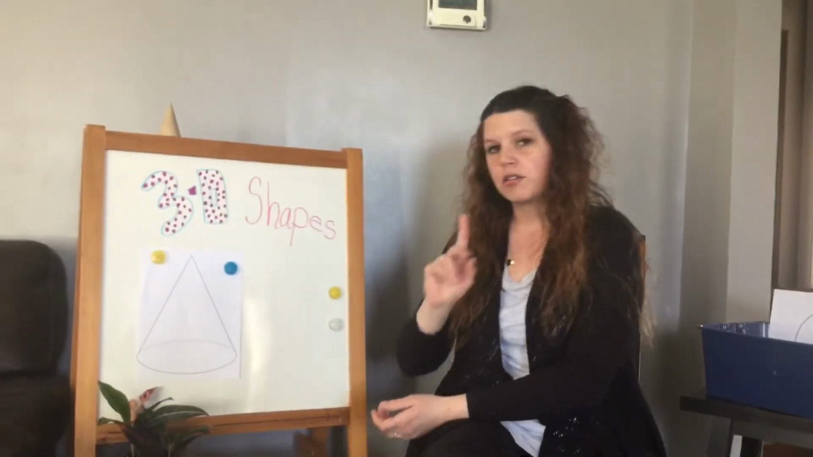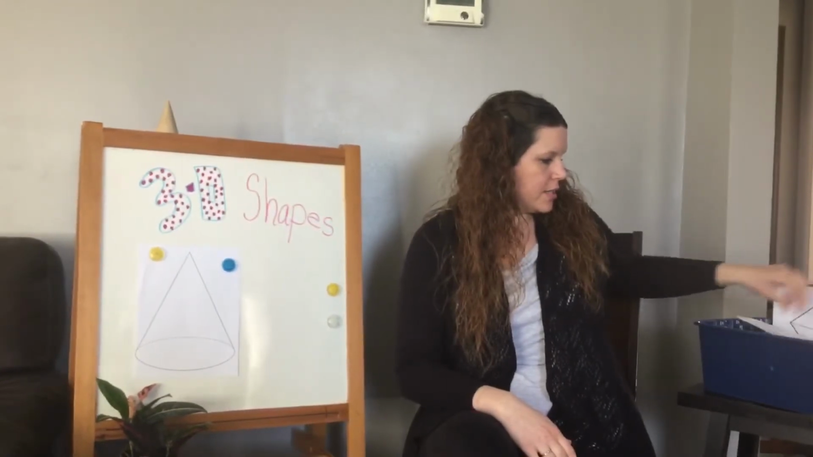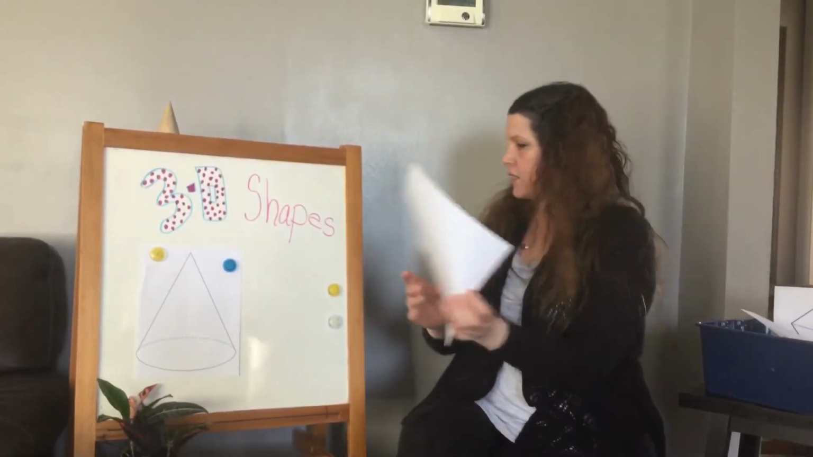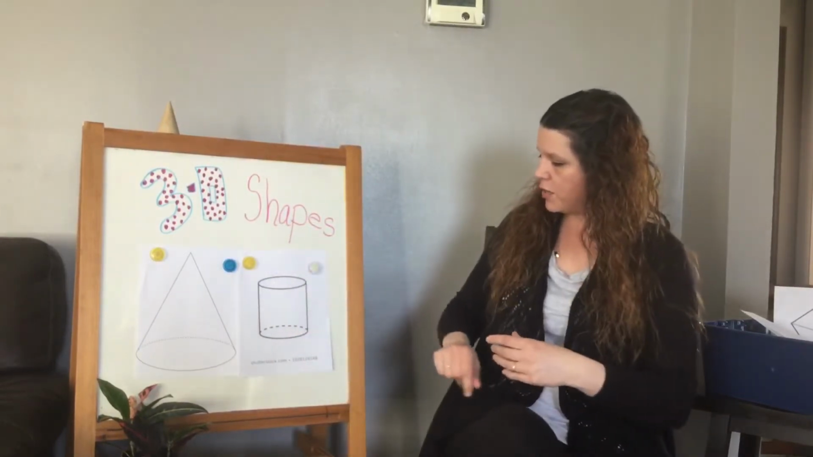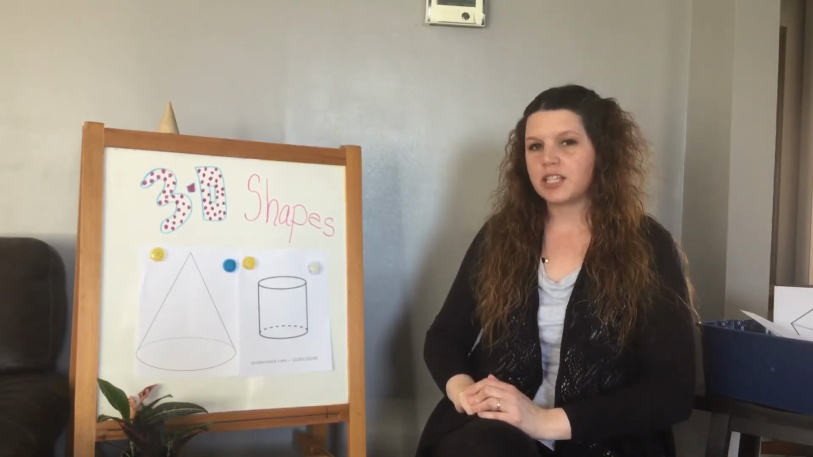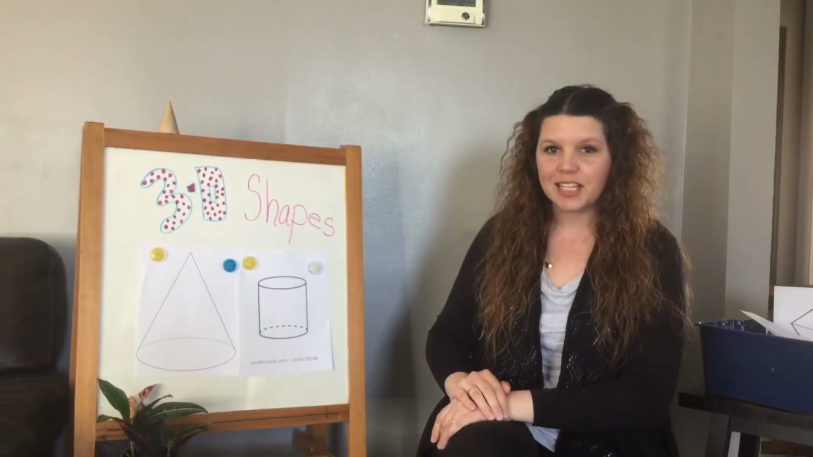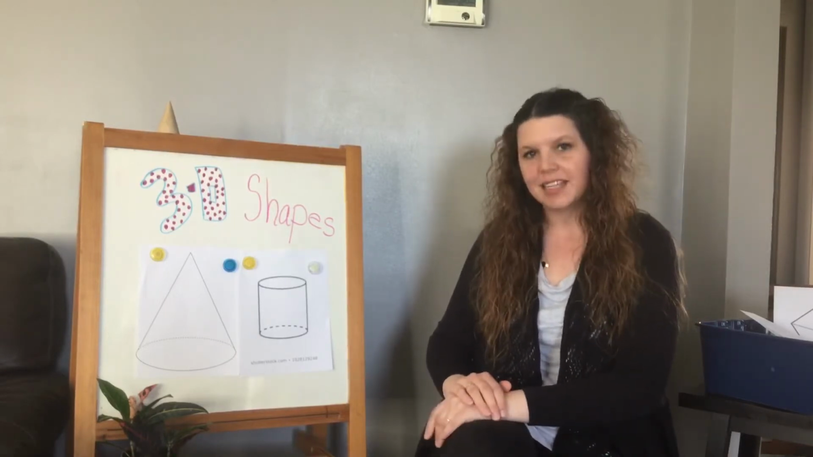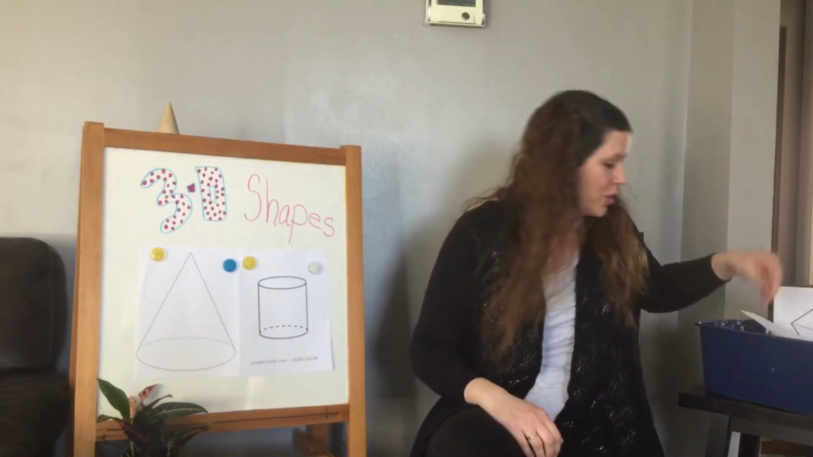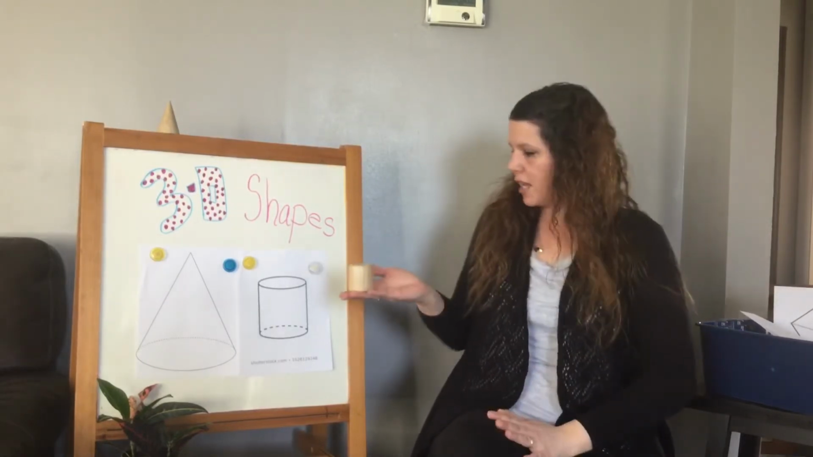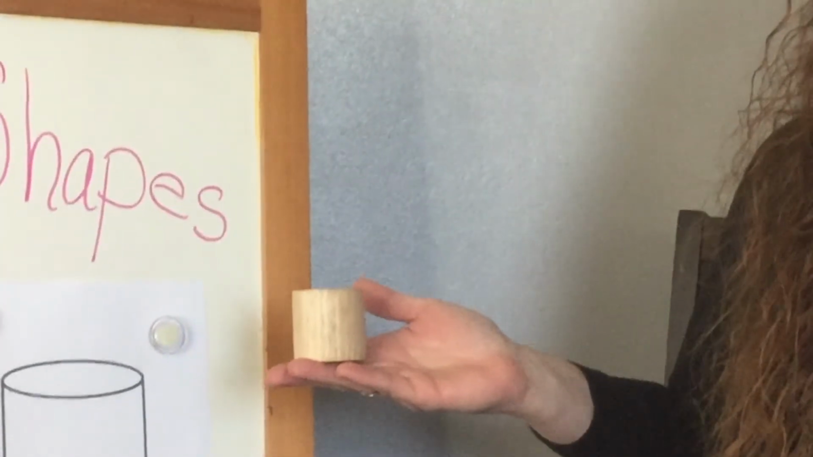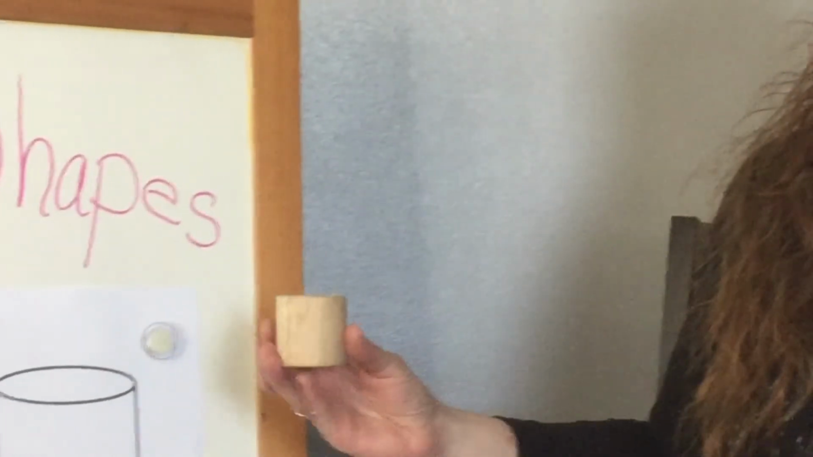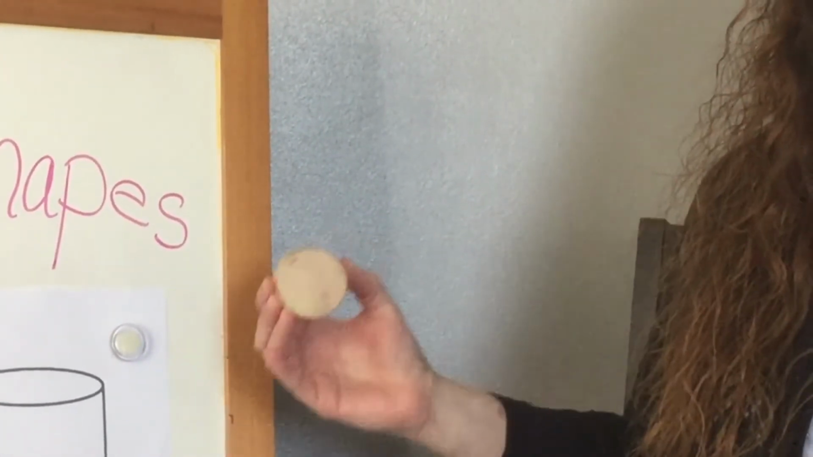All right, well, boys and girls, I'm going to show you one more 3D shape. Let's see. There it is. And take a look at this 3D shape. Does anybody know what that one is called? Well, I'll let you know. This one is called a cylinder. Can you say that word? Cylinder. Good job. Now I'm going to show you a cylinder shape. And if you take a look here, we have a wooden block, and it is in the shape of a cylinder.